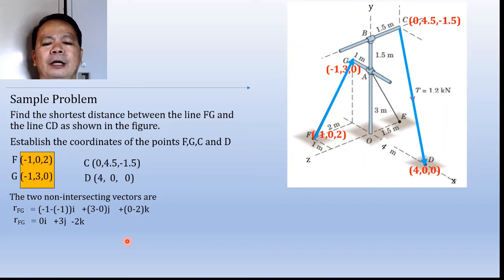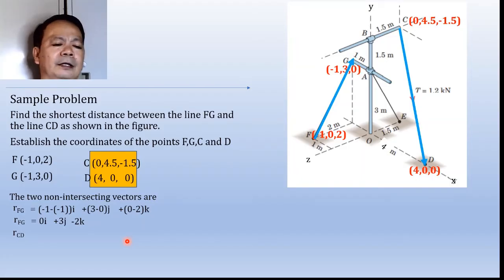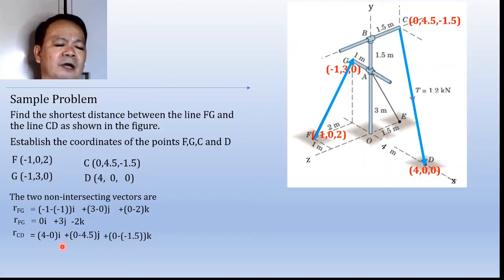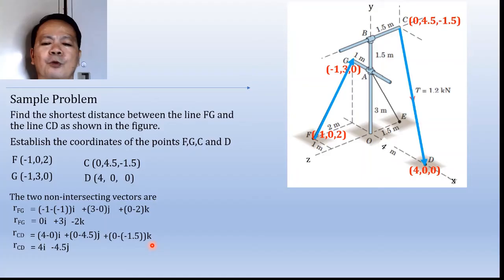So that when we simplify that, that is equal to 0i plus 3j minus 2k. The other vector can be shown by this arrow, and that is the vector CD, whose coordinates are given by this rectangle. So that the position vector RCD can now be expressed as the difference between 4 and 0, 0 and -4.5, and then 0 and -1.5. And so that is 4 minus 0 i plus 0 minus 4.5 j plus 0 minus -1.5 k. And so when we simplify, that becomes equal to 4i minus 4.5j plus 1.5k.